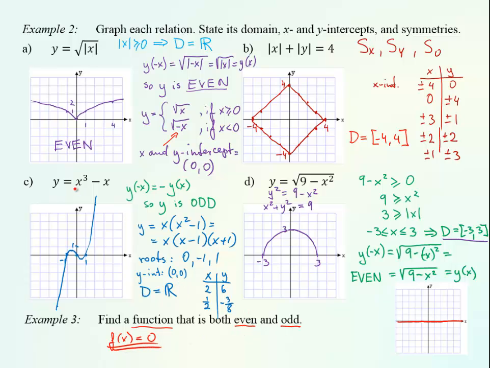Otherwise, if we have a function and we check that it's, for example, odd, we don't need to check that it's even, because it can't be both, unless it's 0. Or if we check that the function is even, we don't need to check for being odd. However, with relations, we need to check all three types of symmetries.